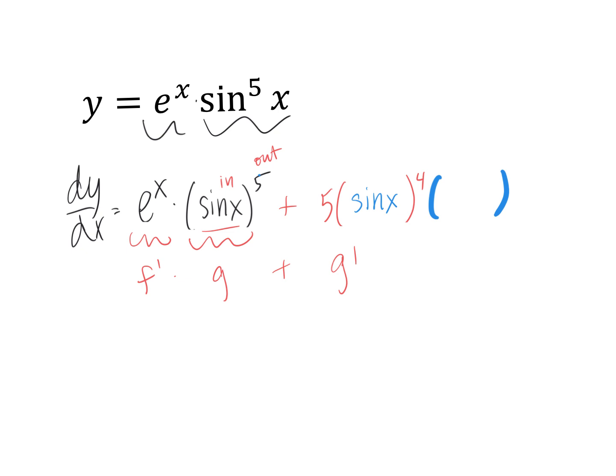Derivative of sine? Cosine. Whoa, that all was g prime. Let me say that one more time. We took the derivative of the outer, 5 something to the 4th. We left the inner, times the derivative of the inner, times f. We need times f still.